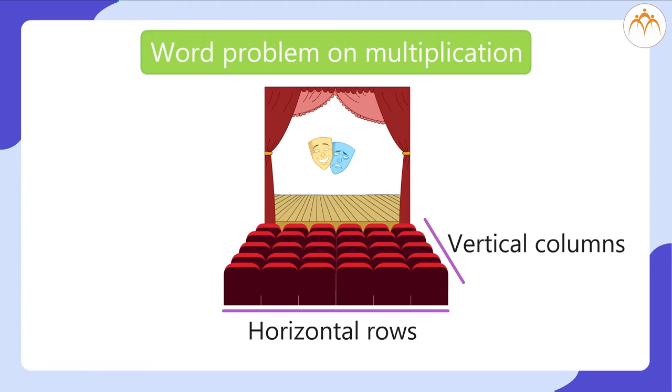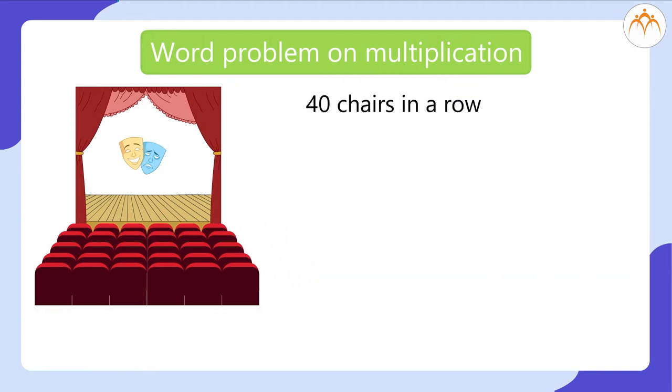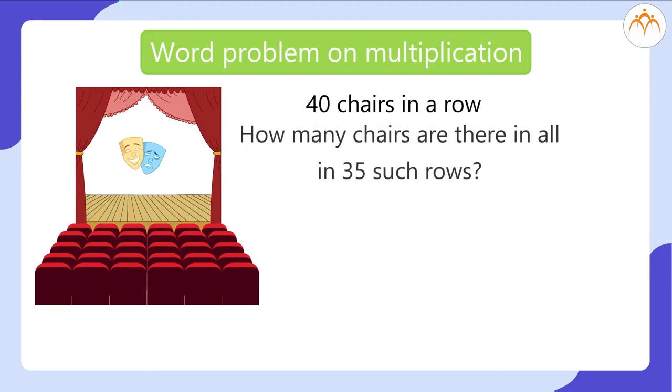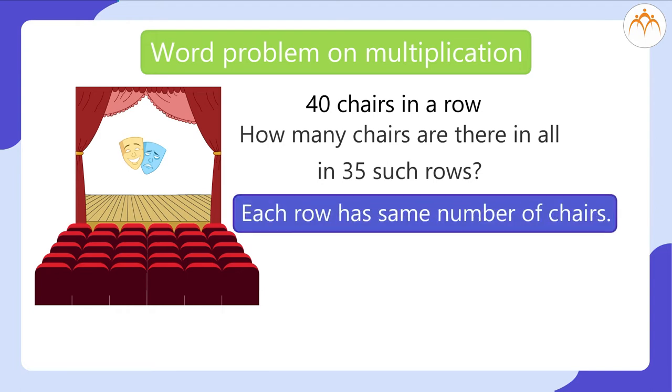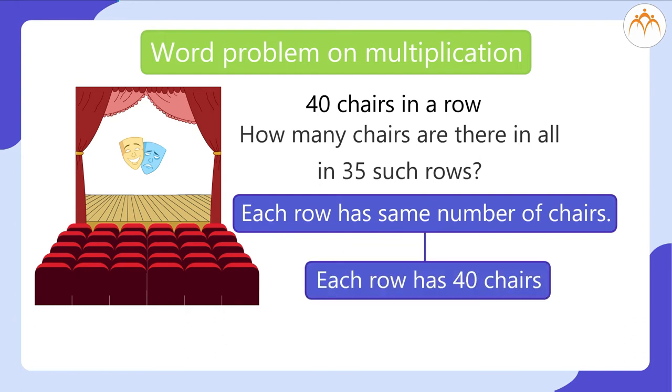Okay. So there are 40 chairs in a row. So how many chairs are there in all in 35 such rows? Okay, one more thing. Please do not forget to mention one thing in the word problem. What is it? Each row has the same number of chairs. Always remember. So this is very, very important. Each row has 40 chairs. So 40 chairs multiplied by 35 rows.